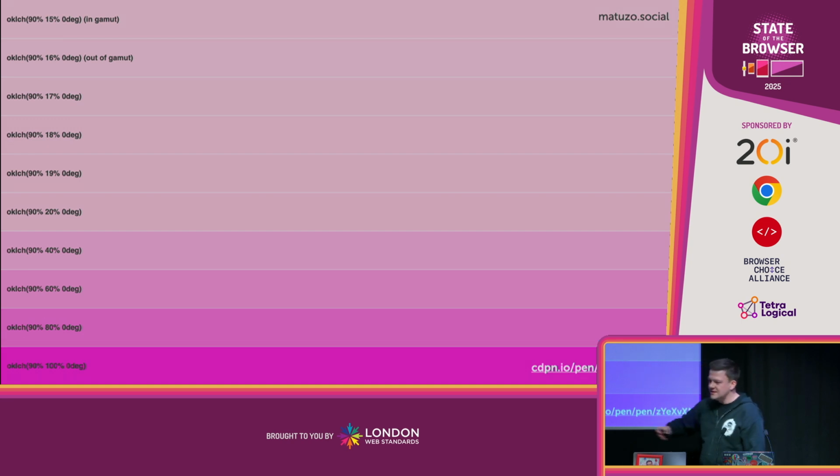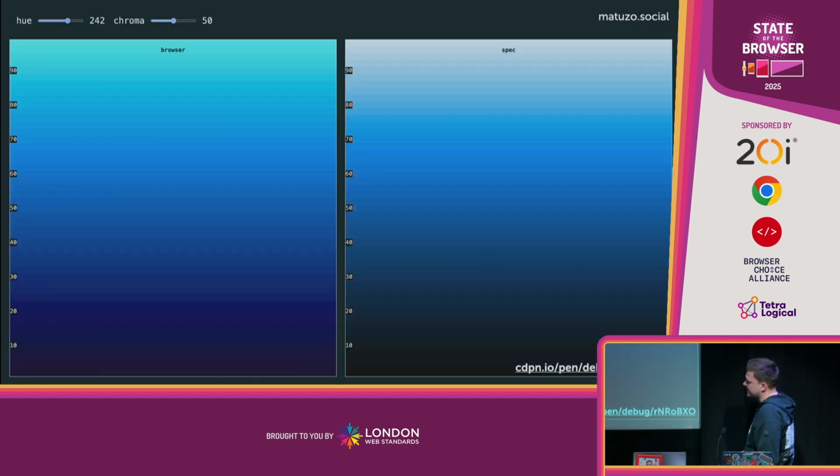If I change to 17, 18, 19, 20%, we're still fine. We're out of gamut, but it's okay. The color still looks the same. But if you increase that number to 20%, 40%, 60, 80, you can see how we get a completely different color. So if you use a combination that ends up wide out of gamut, you may get a different color, which is bad. Here's a demo by Miriam Suzanne.